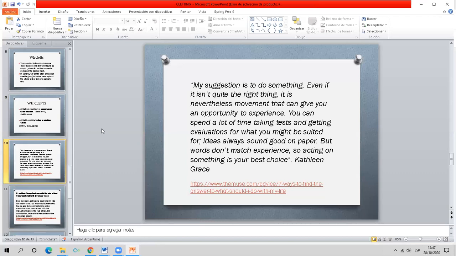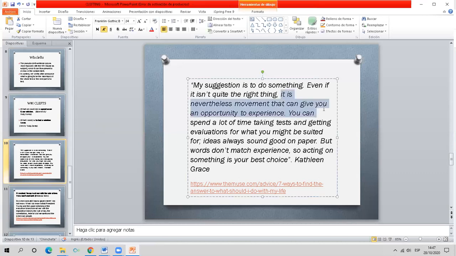All right? Okay, have a look at this. See if you can find an example of a cleft, id or WH cleft. Yes, you're right. It is nevertheless movement that can give you an opportunity to experience. Okay, which is the focus here? Movement, right? It is movement that can give you an opportunity to experience.